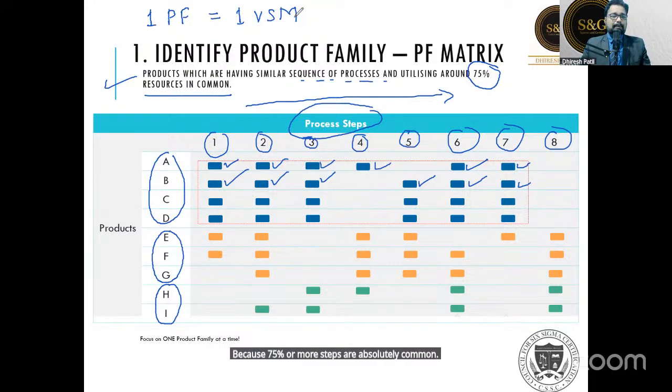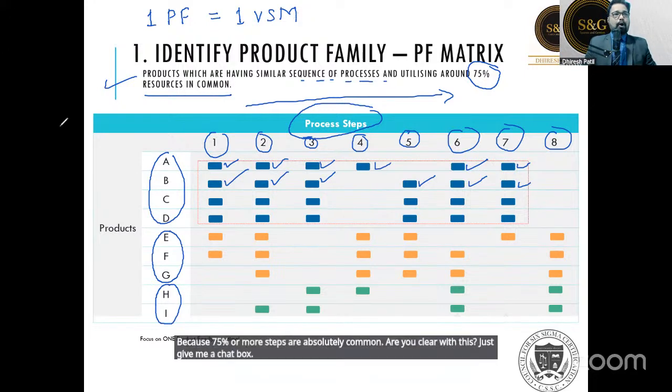Are you clear with this? Just give me yes in the chat box. Are you clear with this point?